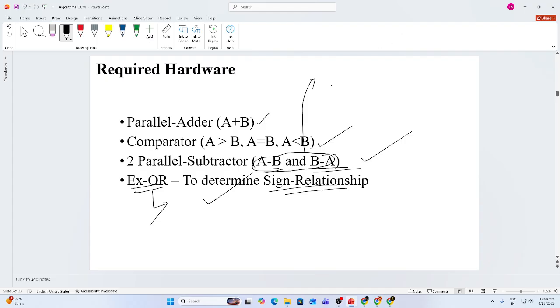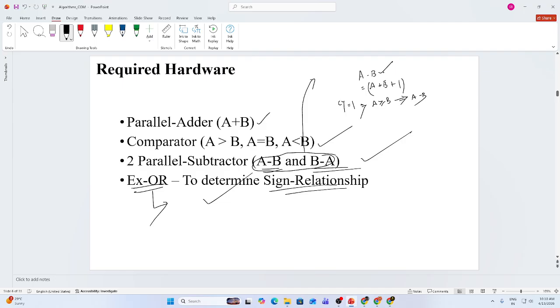So instead of comparing first and then subtracting, what do I do? If I decide that I want to do subtraction, I directly perform a minus b. How do I do a minus b? I do it with a plus b complement plus 1. If I get an end carry, what is the meaning? A is greater than or equal to b. That's fine. In this case, we need to do a minus b.